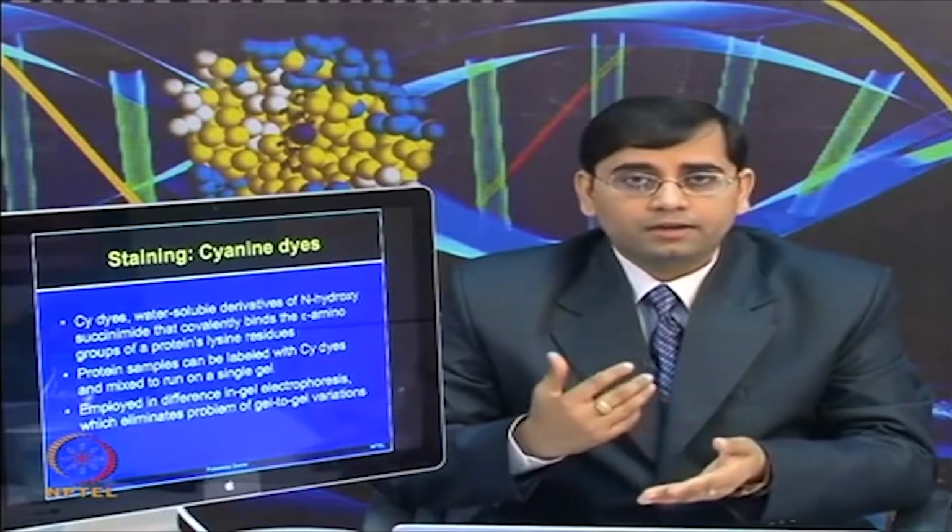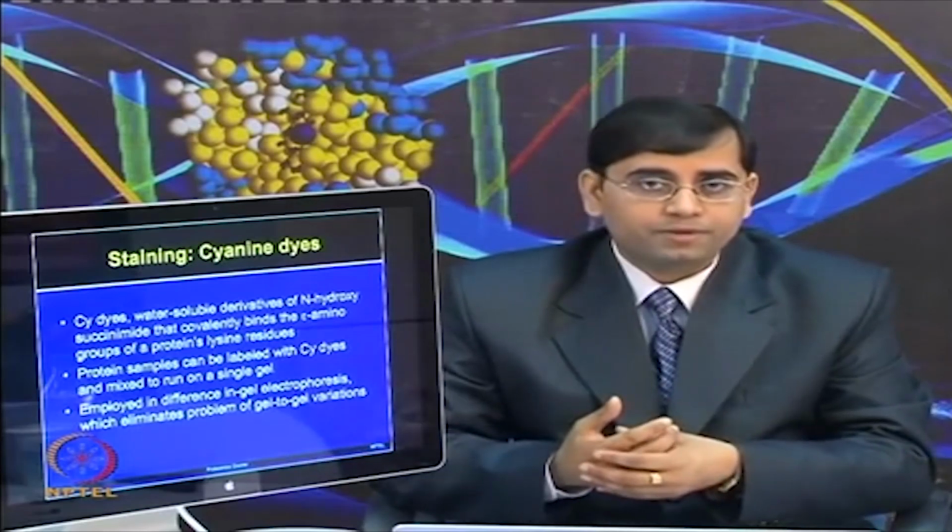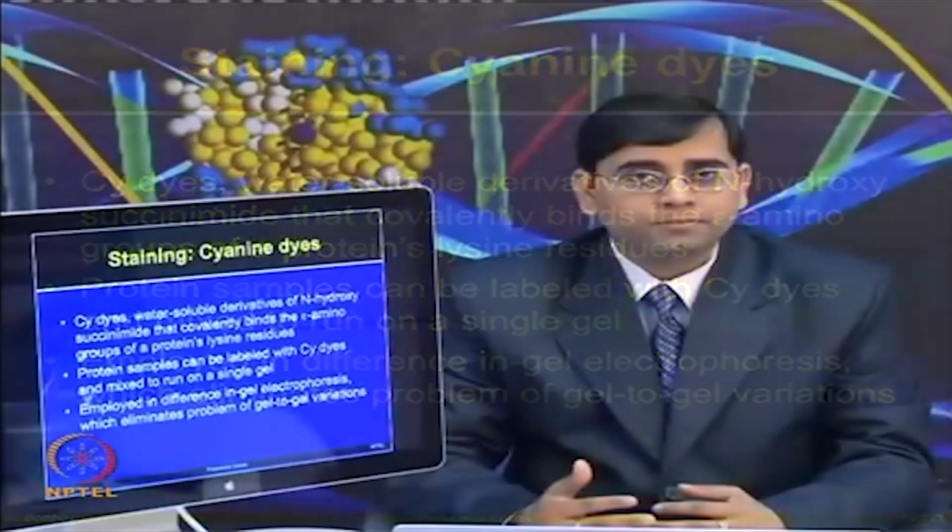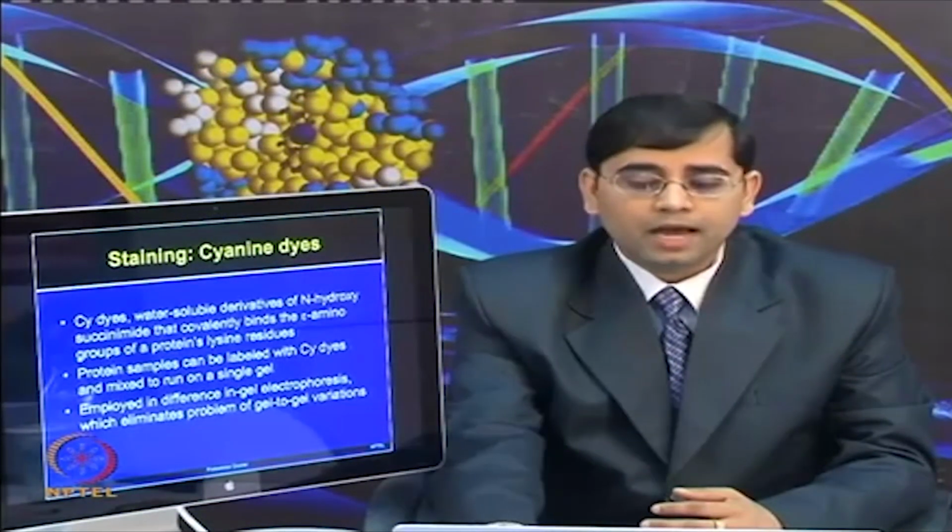the emission fluorescence spectra. So, this method is employed in difference in gel electrophoresis, which is one of the very advanced forms of 2-dimensional electrophoresis, and it eliminates many gel to gel variation problems. I will describe this technique in much more detail in the latter part of the course, but briefly I will show you this animation for cyanine dye staining.